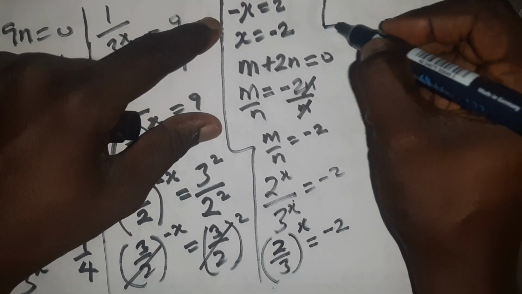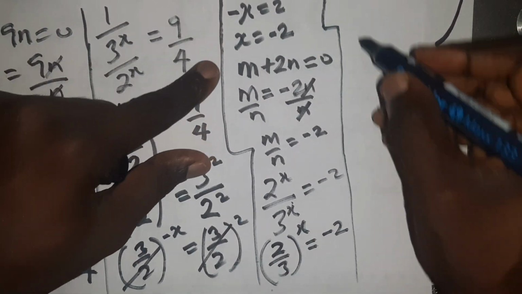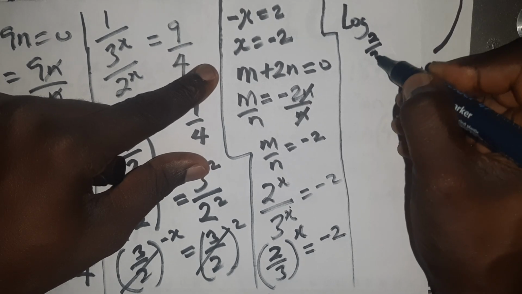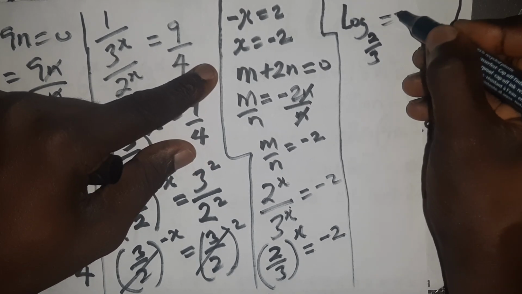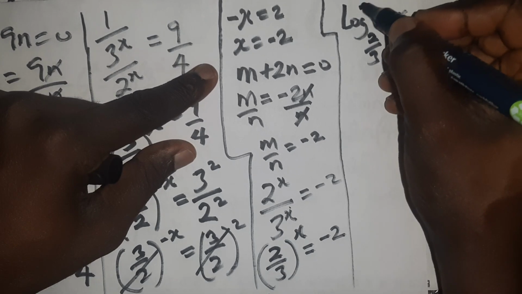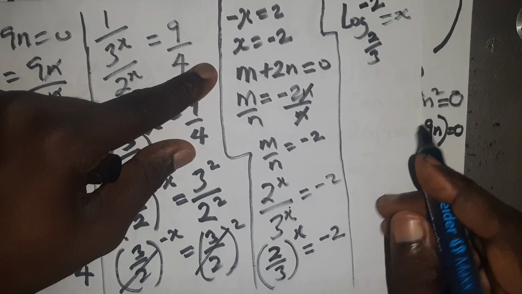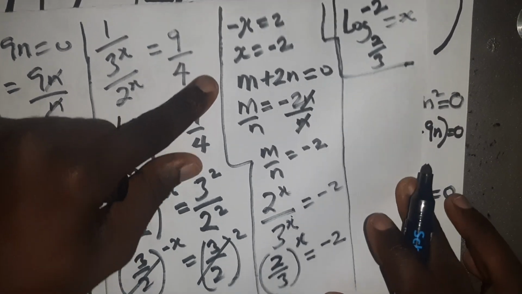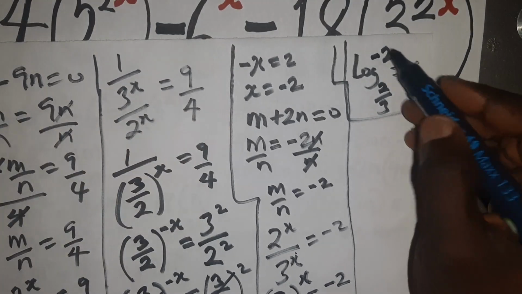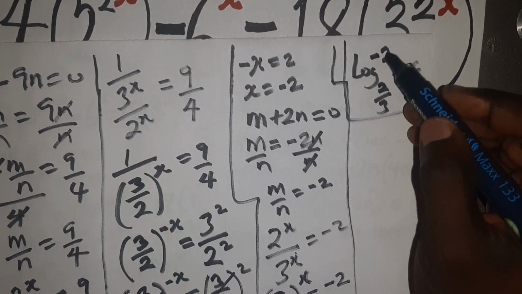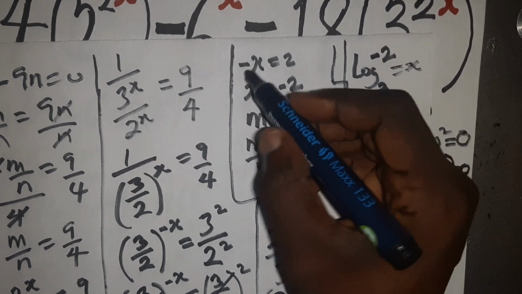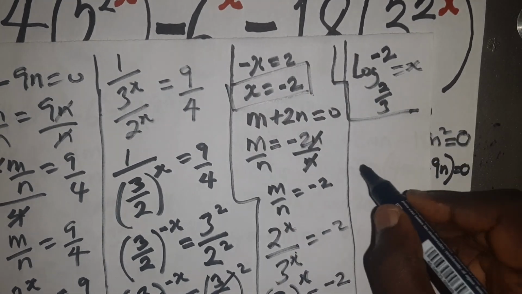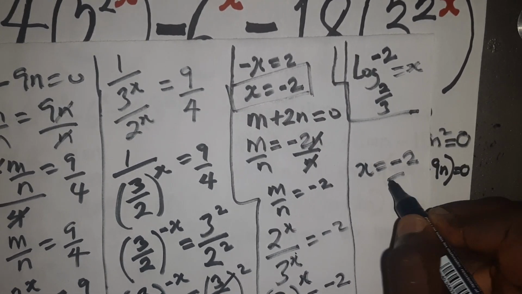Then rewriting as a logarithmic term, we now have log base 2 over 3 of minus 2 equals x. But this is a complex value. Since we have a negative argument, this will give us a complex value. So our only solution to this question will now be x equals minus 2. So that's it.